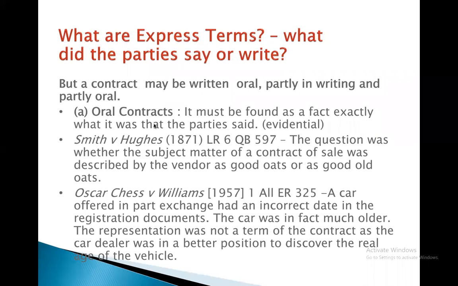What exactly did the parties say to each other? Now that certainly will be a matter of evidence, in the sense that you will need to try and get proofs to show that at the time of negotiating the contract, this was said or that was not said.